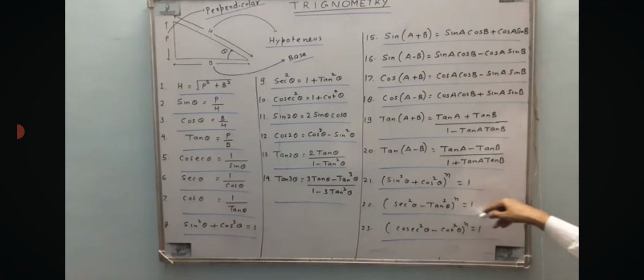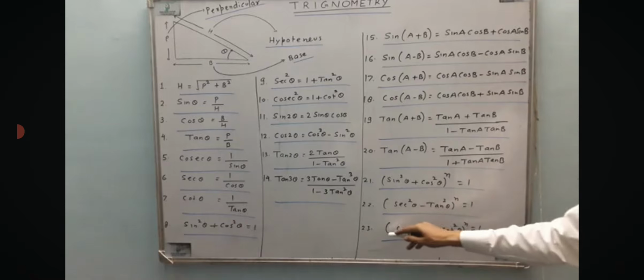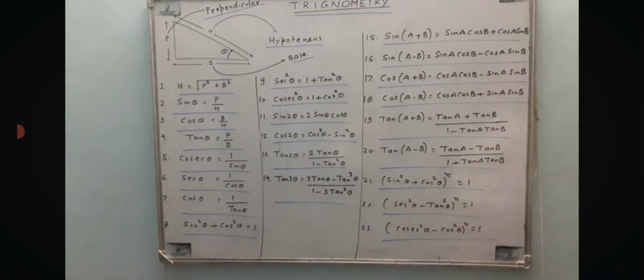22nd: sec square theta minus tan square theta raised to power n is 1. 23rd: cos square theta minus cot square theta raised to power n is equal to 1.